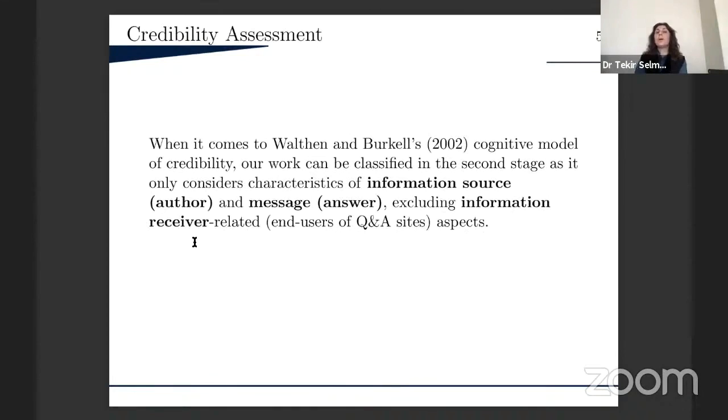Yes, and also Walton and Barkel's cognitive model of credibility we see in the literature. They also highlight information source and content related aspects, but they add more. They say that we have to include information receiver related aspects as well in our credibility assessment. In our case, as I said, we covered information source and content related aspects, but we excluded information receiver related aspects in our work.